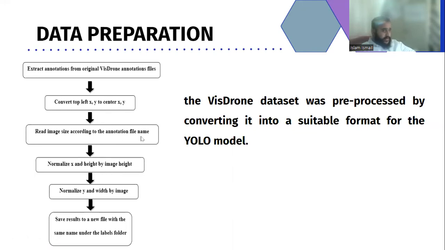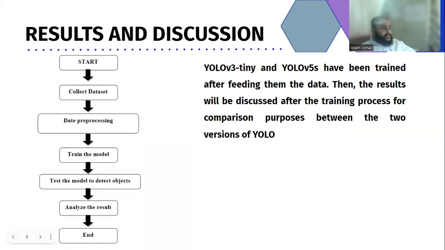Now for the results and discussion. This is the process for our experiment. We started, then collected the dataset, then did data pre-processing, then trained our model, tested the model to detect objects, and last, analyzed the results and wrote the report.